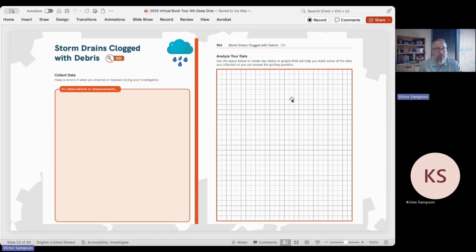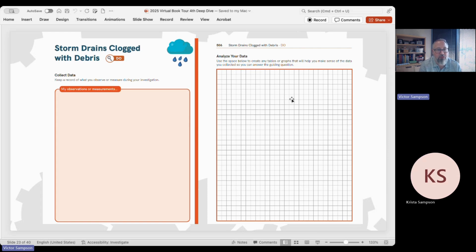As they're using their equipment and collecting data, they have a spot on their handouts where they can write down the things that they noticed, maybe how much debris moves, how much water they were pouring, anything they were testing, those ideas. Sometimes they make a table to keep track of stuff. Sometimes they don't. It's really just a space to keep track of anything that they think is important.